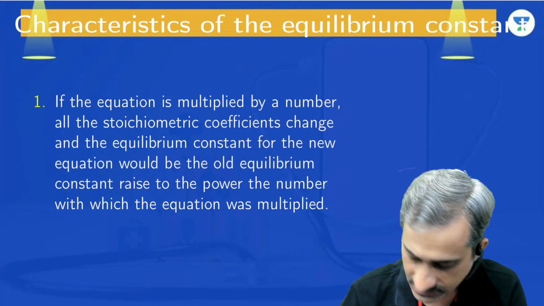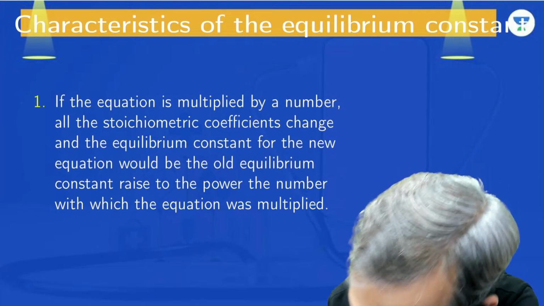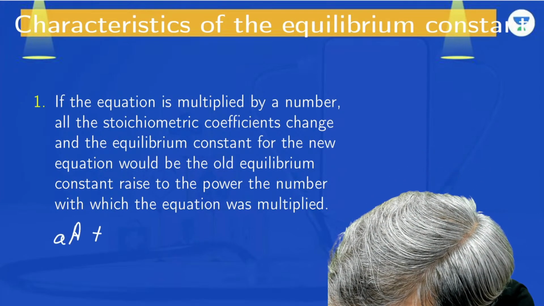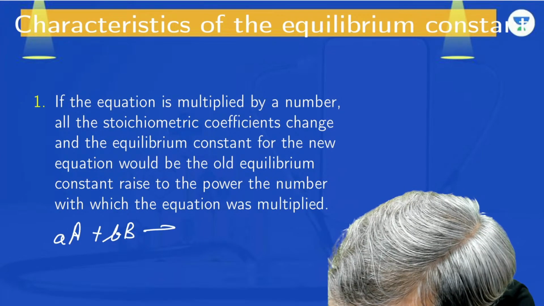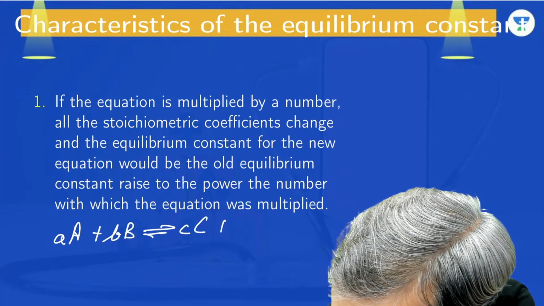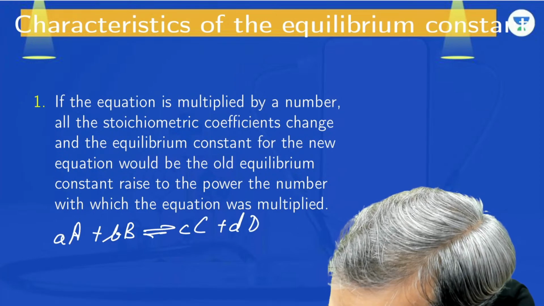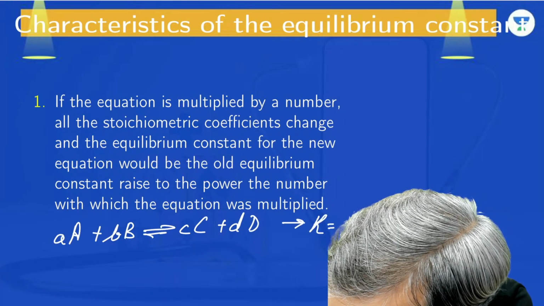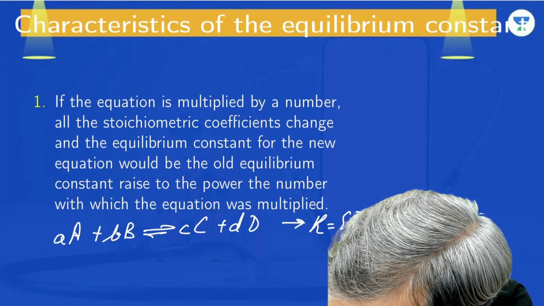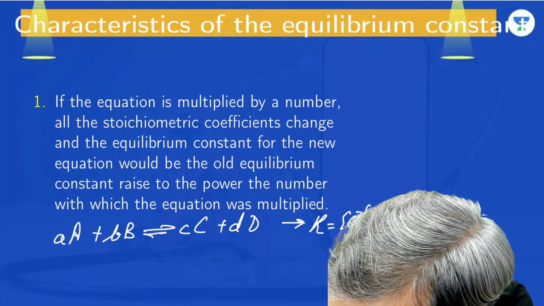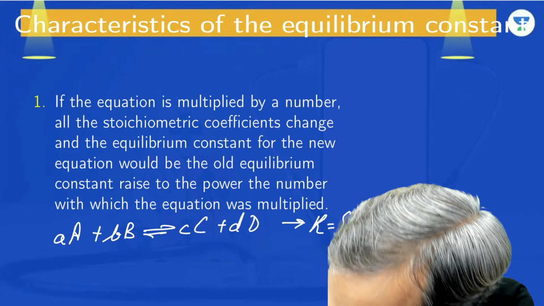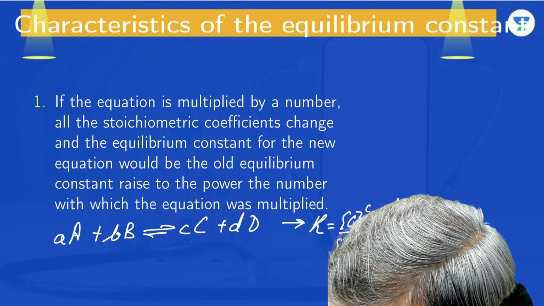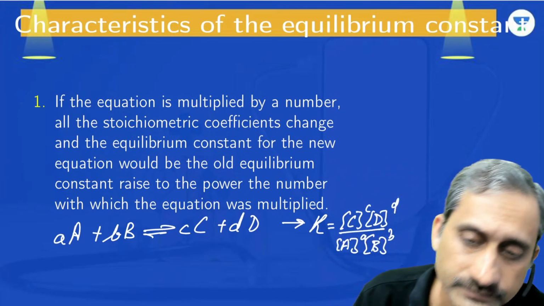Okay, let us say we have the equation aA plus bB in equilibrium with cC plus dD. The equilibrium constant would be K. Equilibrium constant would be equal to the concentration of C raised to power c, concentration of D raised to power d, divided by concentration of A raised to power a, multiplied by concentration of B raised to power b. That will be the equilibrium constant.